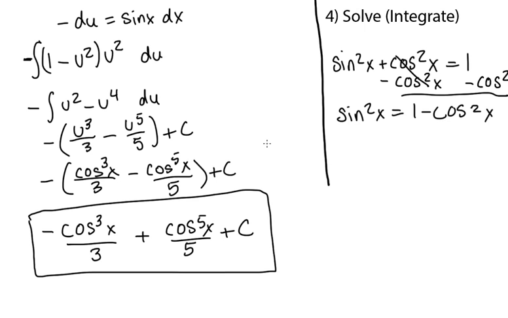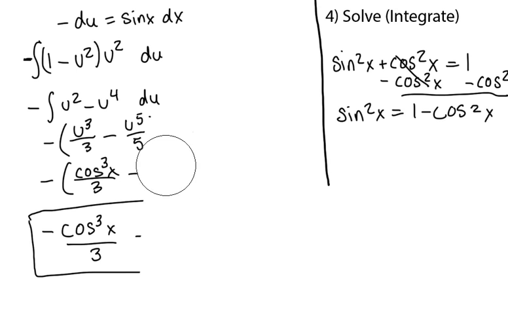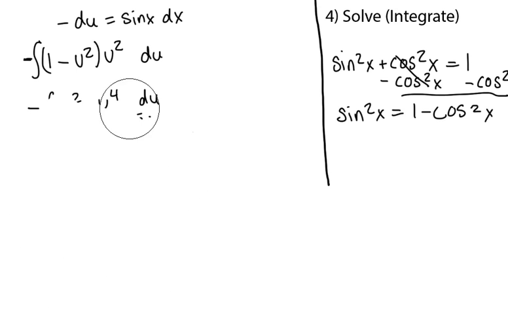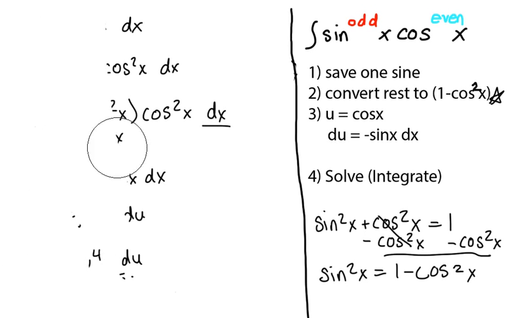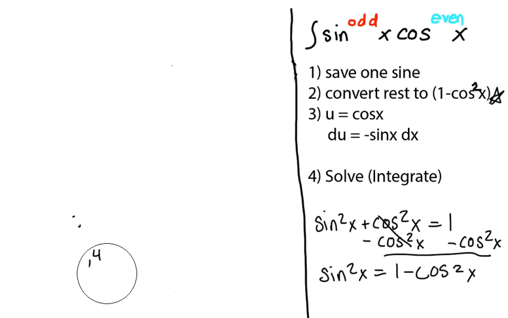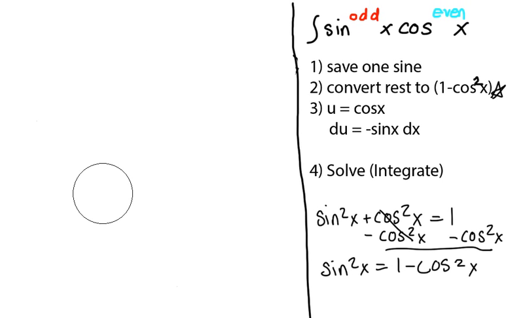Okay, so that's one example. Let's do one more example, where sine is raised to an odd degree and cosine is raised to an even degree.